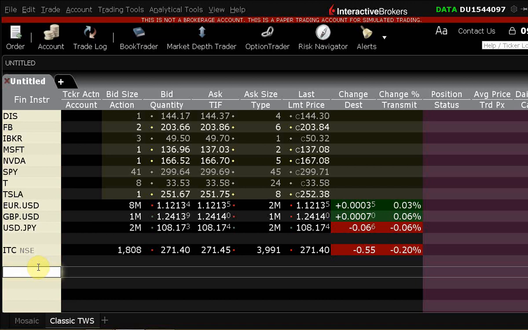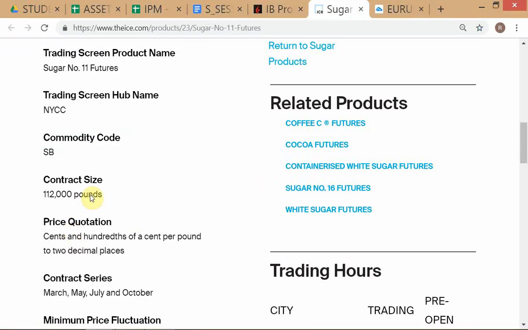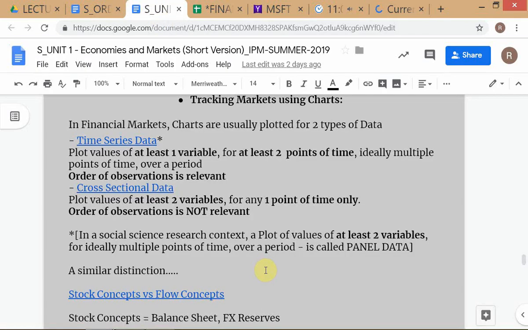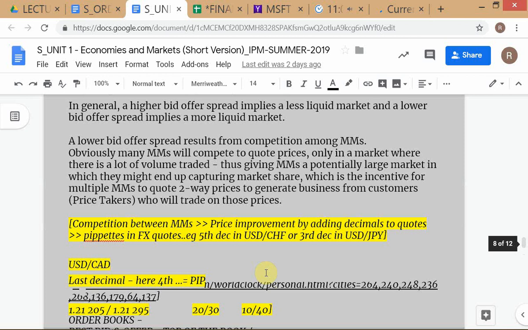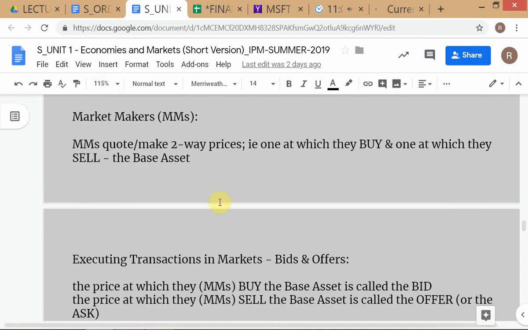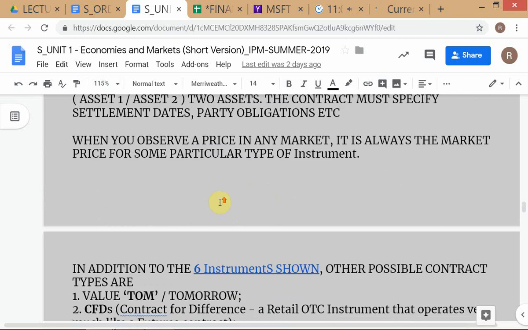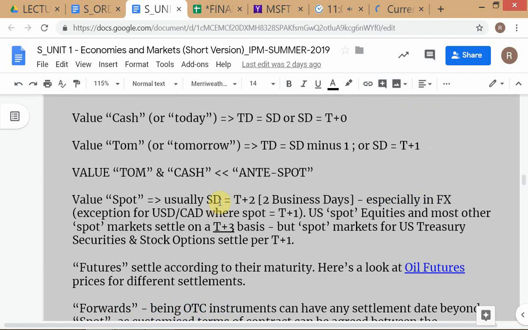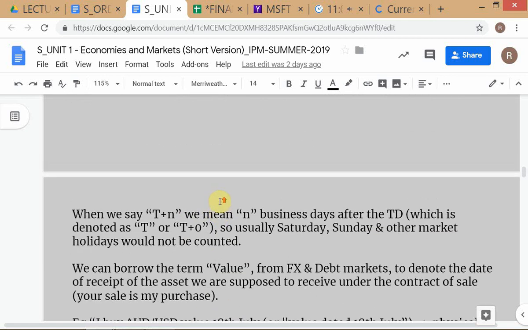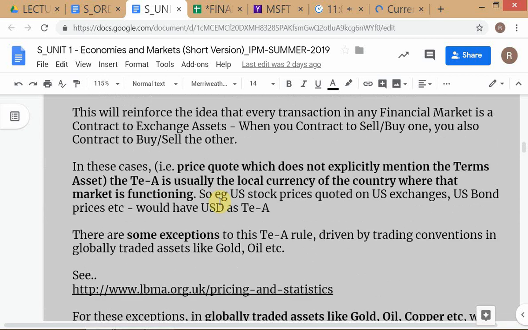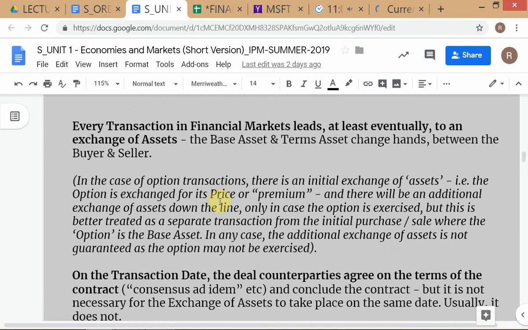Is this clear? So we should actually add in this part where I'm talking about this part here.